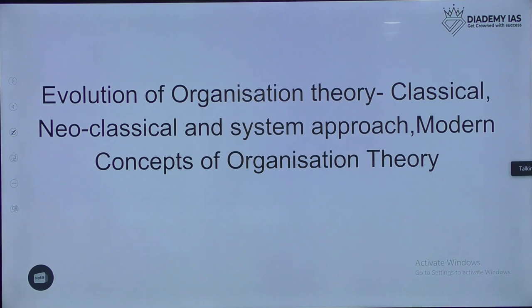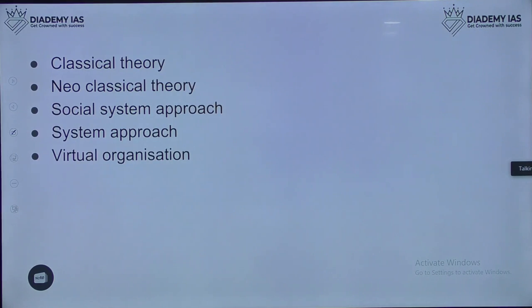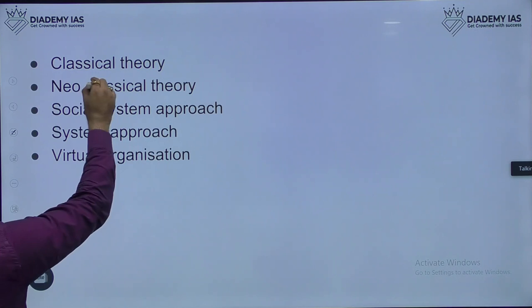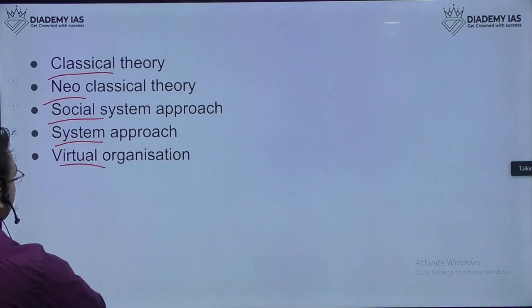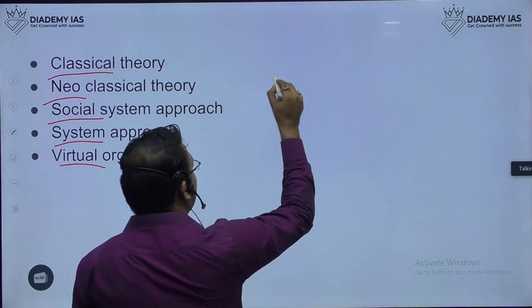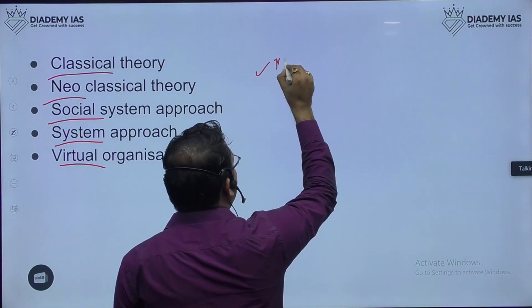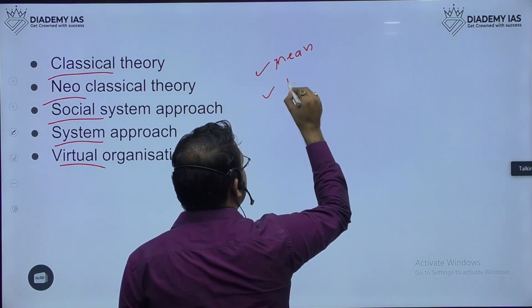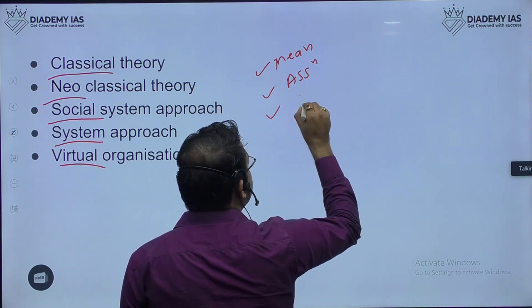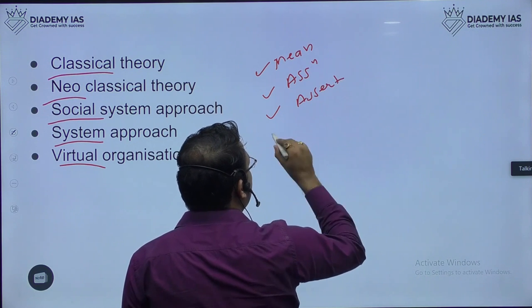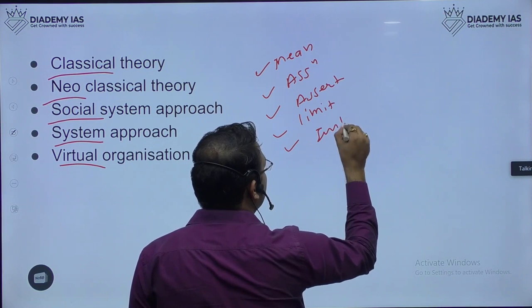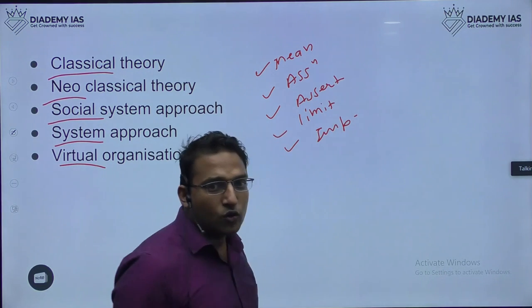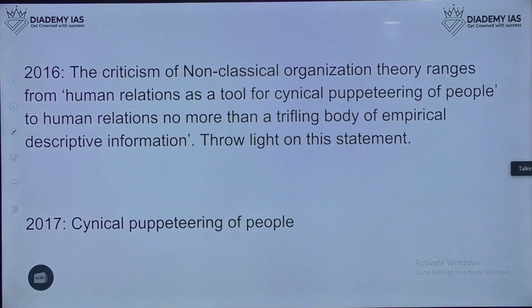Next is evolution of organization theory. From here, they're asking about theory, classical, neoclassical, social systems, systems approach, virtual organization, and they're asking again about the same things: meaning, assumptions, assertions, limitations, improvement, all of that, okay? So you have to cover every possible dimension.